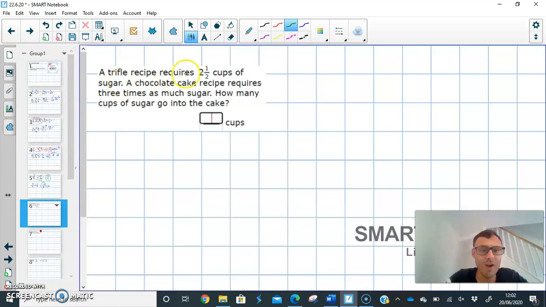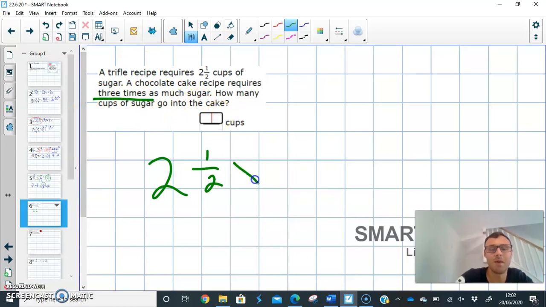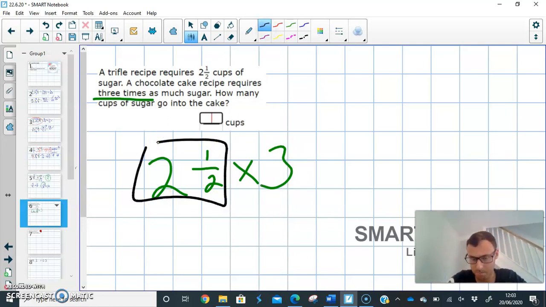So a trifle recipe requires 2.5 cups of sugar. A chocolate recipe requires 3 times as much, 3 times. So I'm going to times it by 3, I think. How many cups of sugar go in the cake? Yes, so I am going to times that by 3. Now, this one's slightly different because we're timesing a mixed number by a whole number, which is fine.